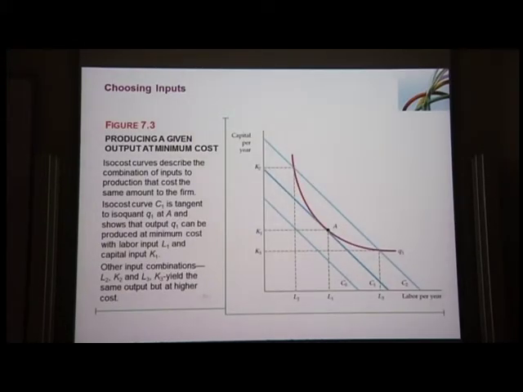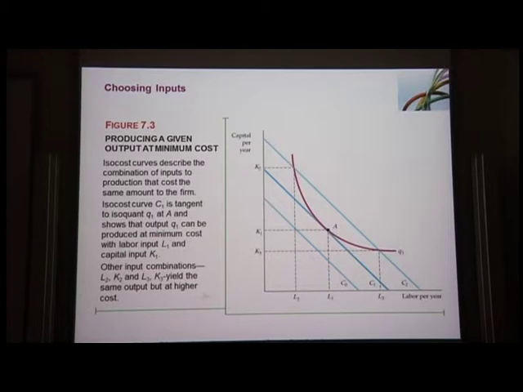C2, you can produce Q1 at C2, but then you have to employ K2 capital and L2 labor. But that is more expensive. It will yield the same output, Q1, but at a higher cost. Or you can choose combination K3 and L3, but that is also at a higher cost.